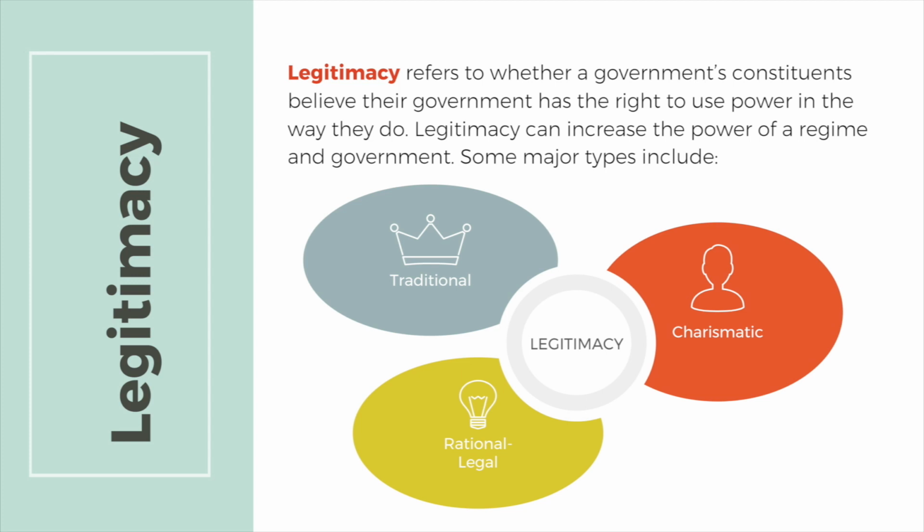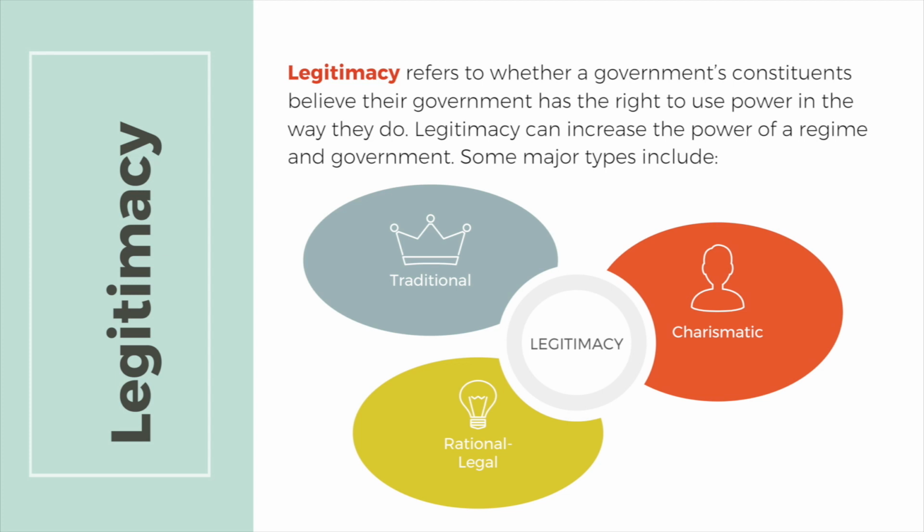If you're wondering why the United Kingdom would want to allow the people of Scotland, Wales, and Northern Ireland to have more autonomy of their own, the answer has to do with something called legitimacy. Legitimacy refers to whether a government's constituents believe their government has the right to use power in the way that they do. In other words, a government is legitimate when the people who are governed believe in or respect their government's right to rule. Legitimacy gives authority to a government and can increase a government's power.